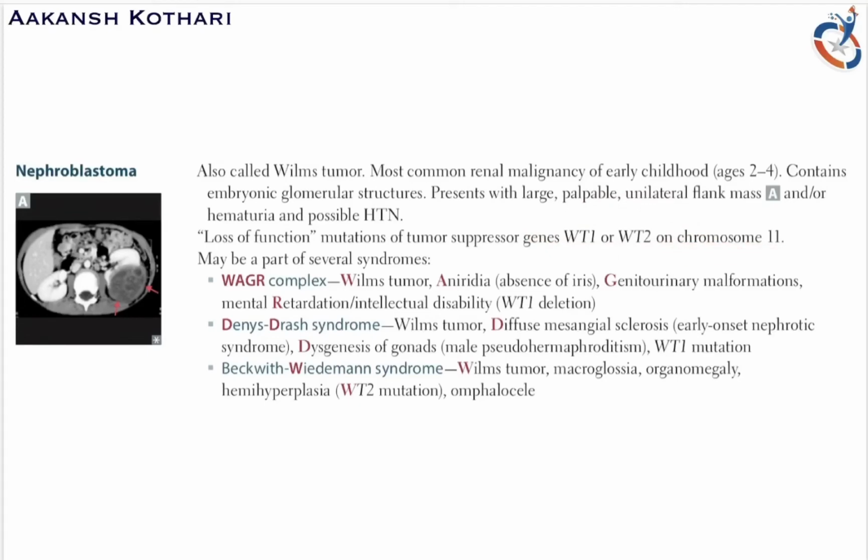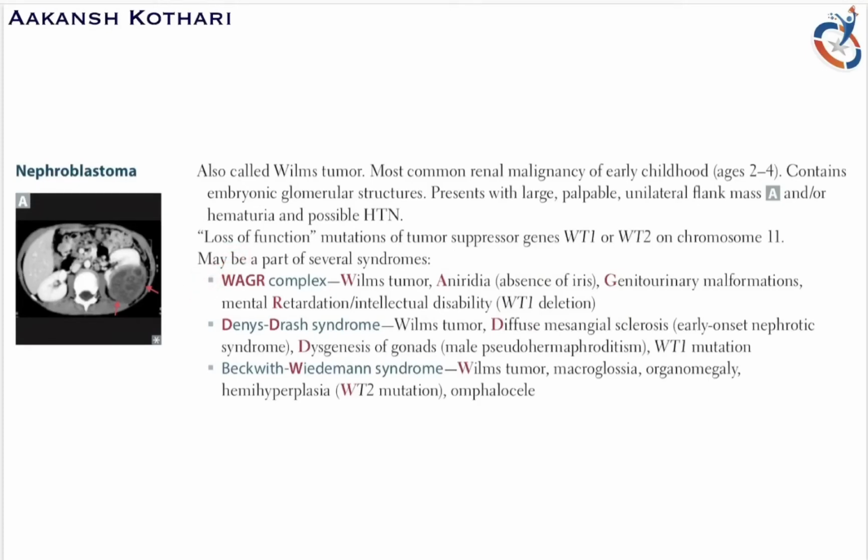Is it clear? Now, it may be presented with several syndromes. Okay, this is not associated just like that. It can be presented with multiple syndromes, which are WAGR complex, that is Wilms tumor, aniridia, that is the absence of iris, then genitourinary malformation, and mental retardation or intellectual disability. Now, this happens when there is a deletion of the WT1 gene, and hence it is presented as a WAGR complex.